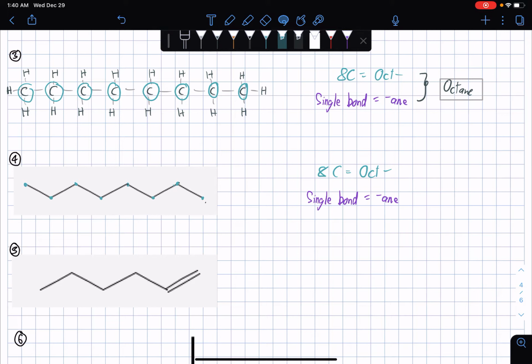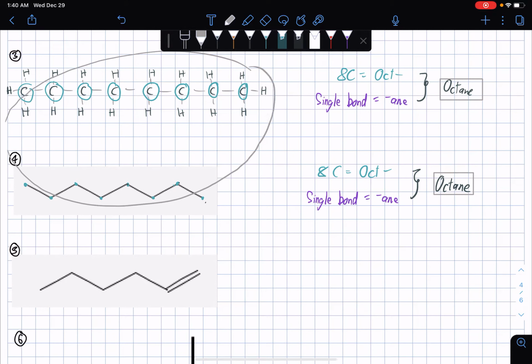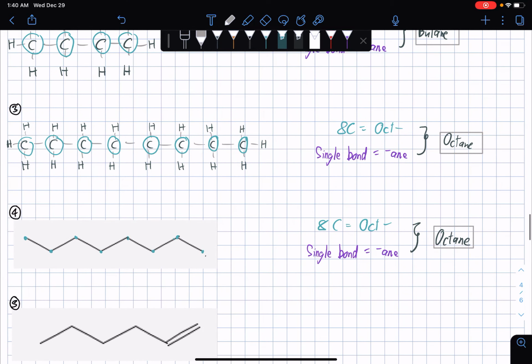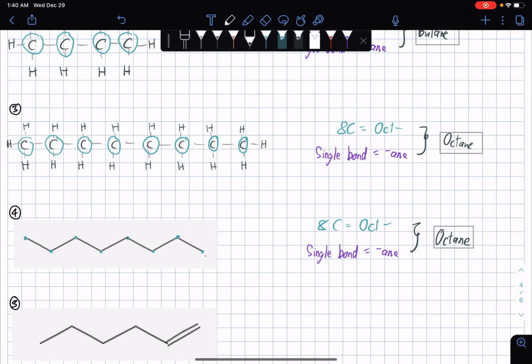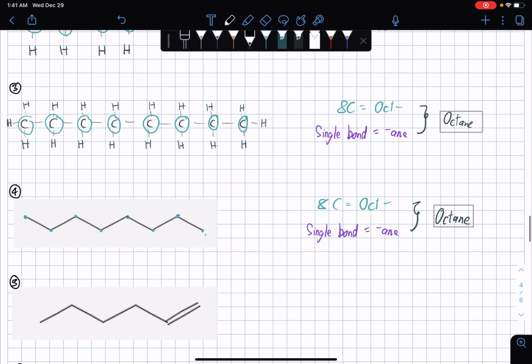Alright. Now, actually, for number 4, the answer is still octane. These two are the same, but octane is represented in different structures. I'm not really sure what we call these kinds of structures, as well as this one. But one thing for sure is that they both describe octane, one way or another.